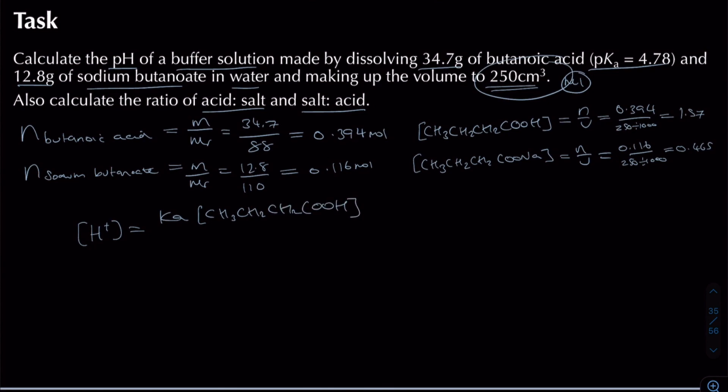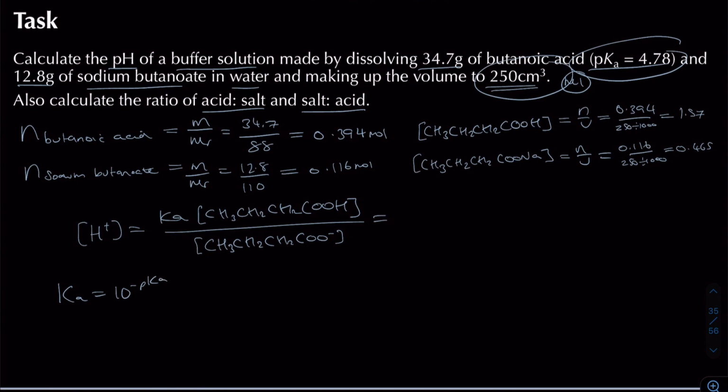And then that's all going to be divided by the concentration of butanoate ions, which is going to be CH3CH2CH2COO minus itself, right? So I'll sub in my numbers. I'm going to have Ka, which in this case is actually not given to us. We're actually given pKa, but remember, you can calculate a value of Ka by doing 10 to the minus pKa, which is going to be equal to 10 to the minus, in this case, 4.78.